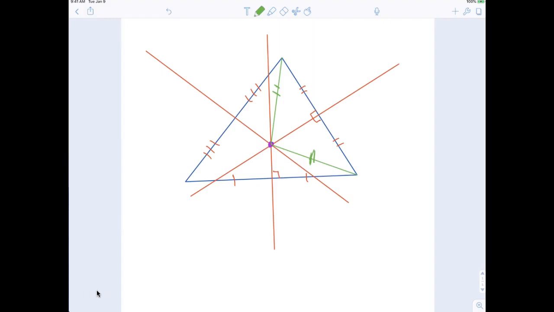Now, the two green lines are drawn from the perpendicular bisector. Now what I want to do is keep it green and draw from here to here.